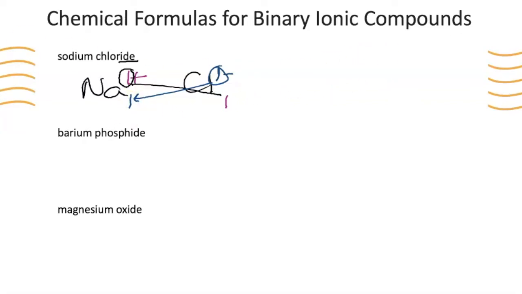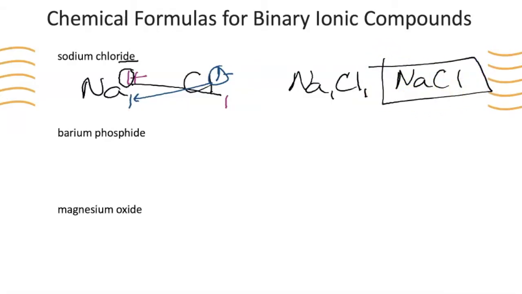When we write the chemical formula, Na1Cl1, and when both of the subscripts are the same, then we could simply write it as NaCl. It's understood to be 1 there. The last step you want to do is to double check your charges to make sure that the overall charge for the compound is 0.